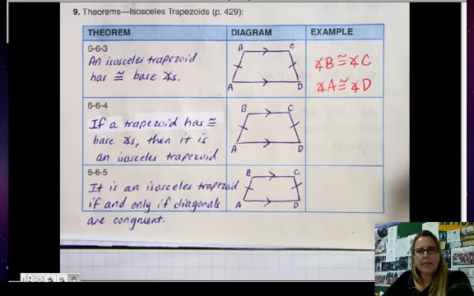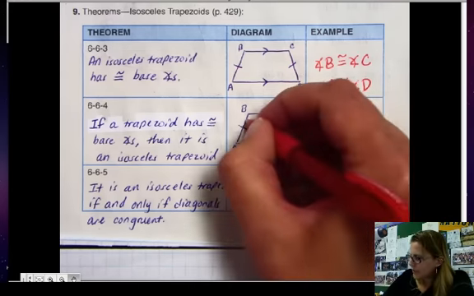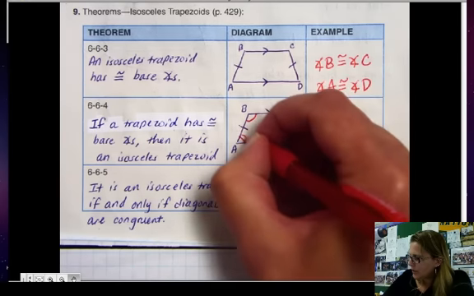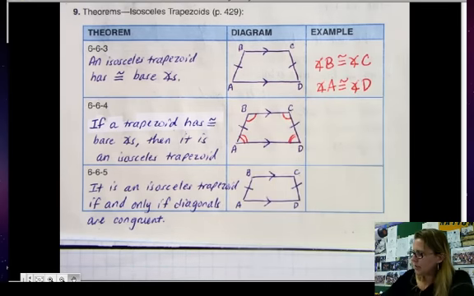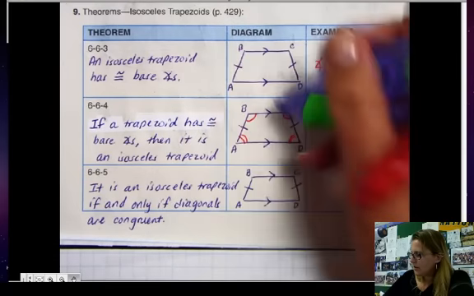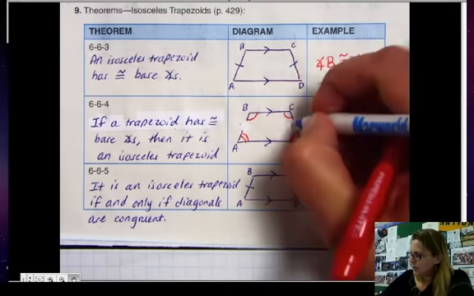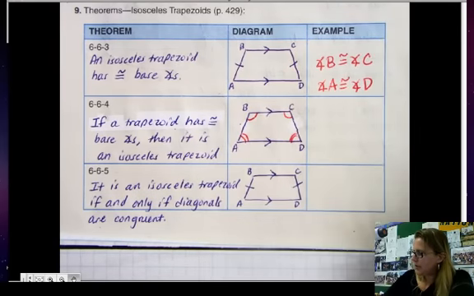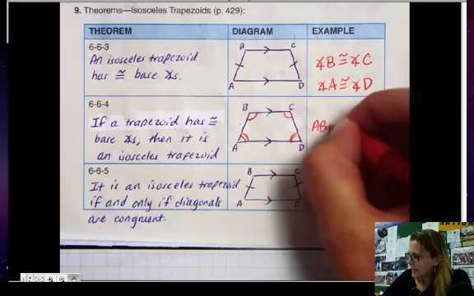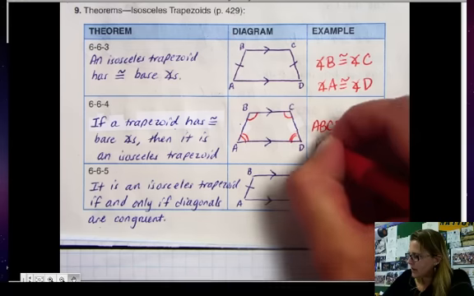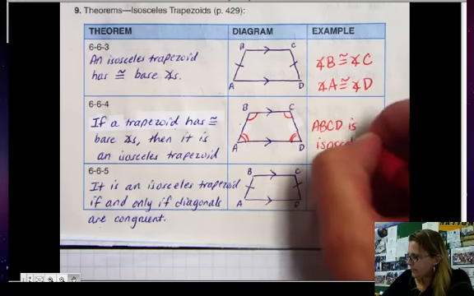The second one is actually a way to prove that it's an isosceles trapezoid. If it's a trapezoid that has congruent base angles. So if we are told that the base angles are congruent, then we can say that ABCD is isosceles.